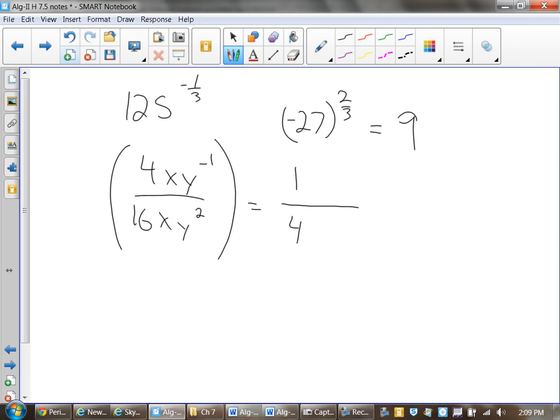Next, I go to each variable. x over x, those guys drop out, becomes 1. Now I've got y to the -1 and y squared. That -1's not happy, is it? So if I drop that down, I get y squared times y, which becomes 1 over 4y to the 3rd. All right, that's no problem.